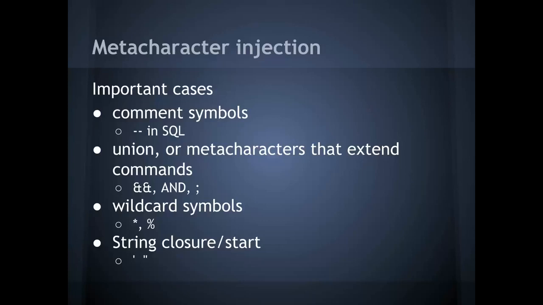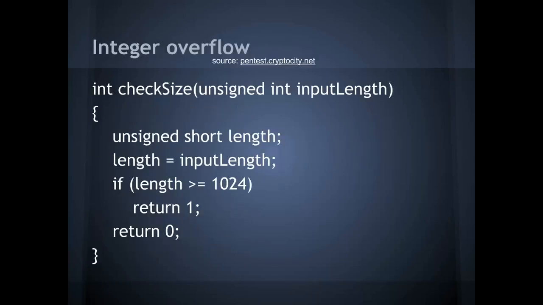So there are some important cases like dot dot, string start and closure, wildcard symbols like star, percent, union commands, or semicolons representing next command or ending this one, starting another one. Comments sometimes, if you can inject them in SQL, can comment out the rest of a query, which perhaps would restrict it to unprivileged users. And we'll explore that more later.